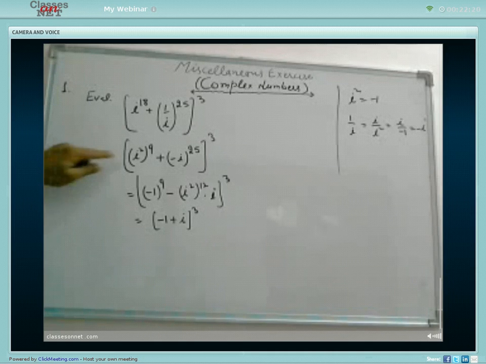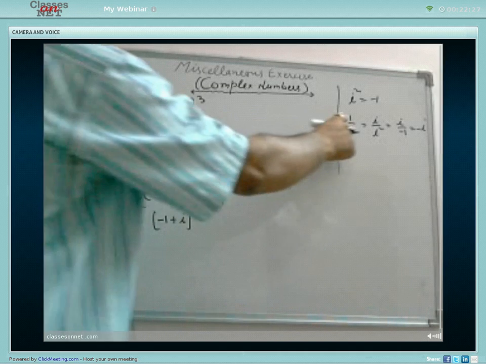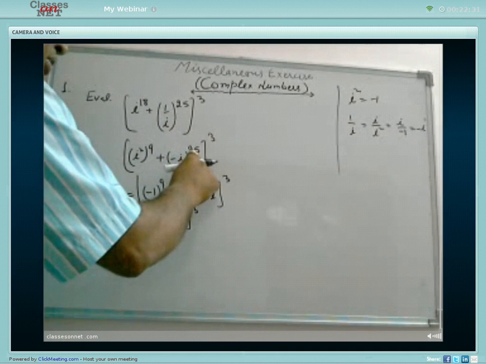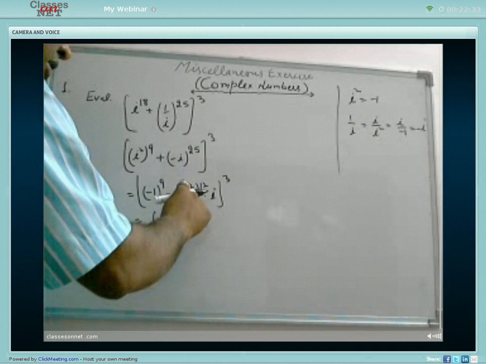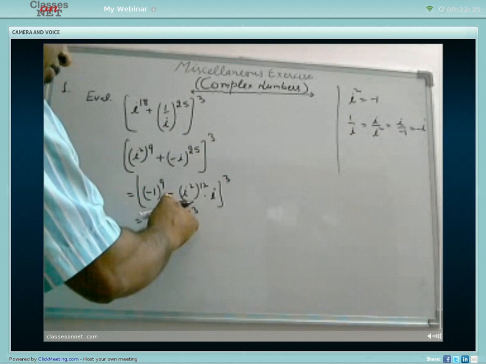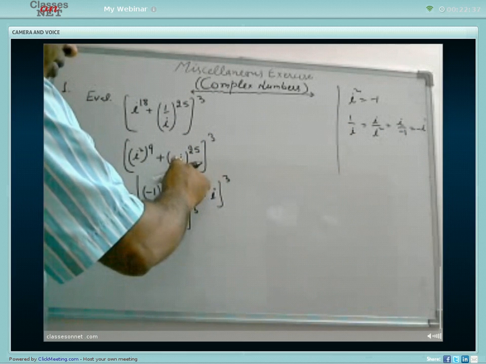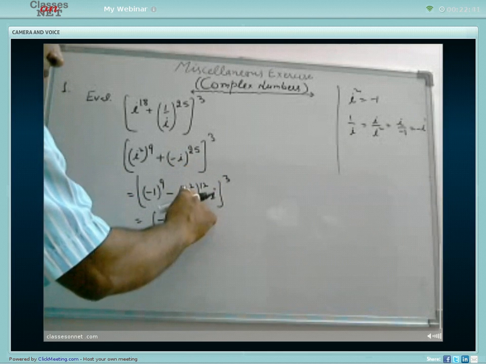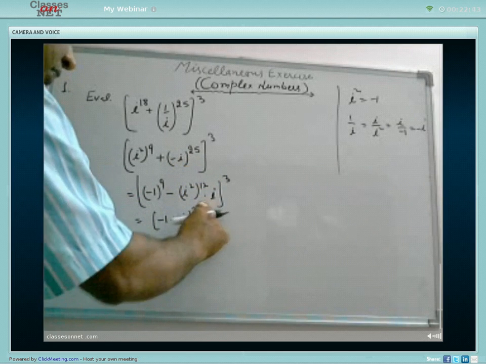Let's see it again. Iota to the power 18 means iota square to the power 9, plus as it is. We have already proved that 1 by iota is equal to minus iota. So it can be written minus iota to the power 25. That gives you -1 to the power 25, which is negative there. Iota to the power 25 means iota square to the power 12, that makes it 24, into iota 25.